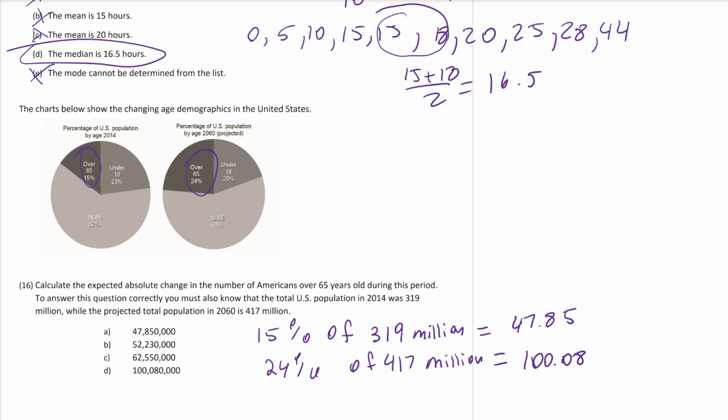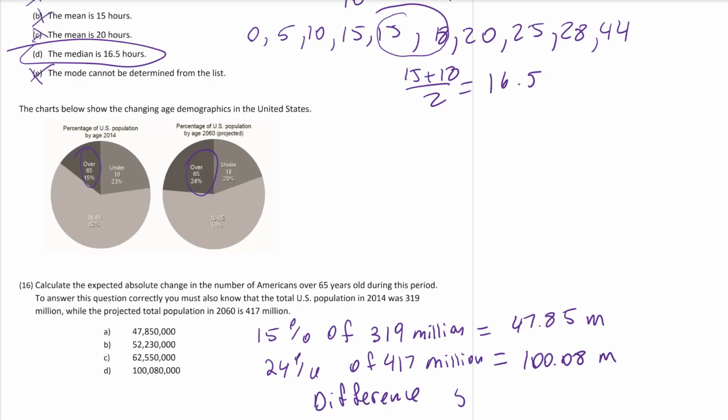Find the absolute change. It's okay to keep it in millions. We shouldn't write all of those zeros, okay? It's just everything measured in millions. So then you can go ahead and find the difference, just subtract them, and then choose the answer. So it's 100.08, take away 47.85.